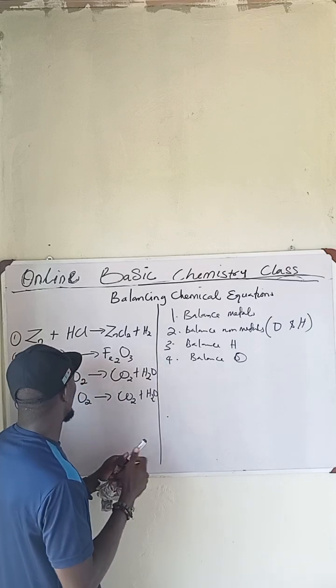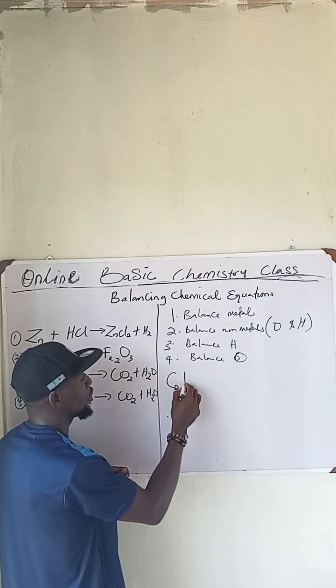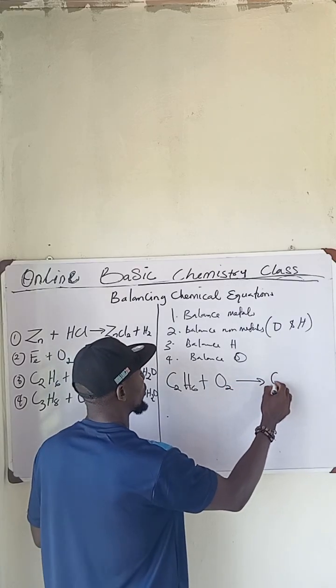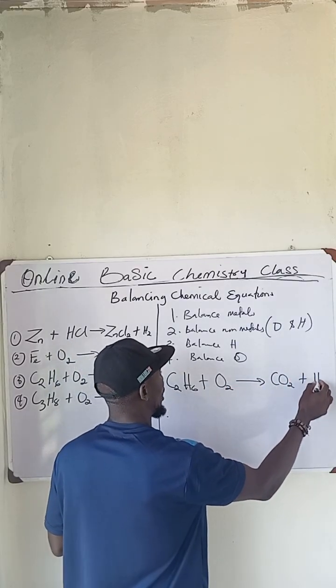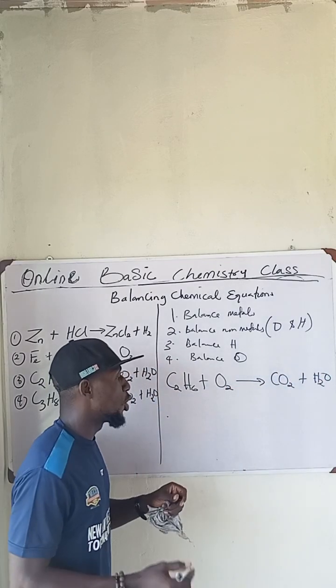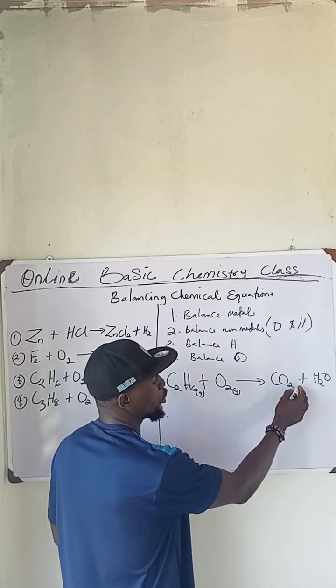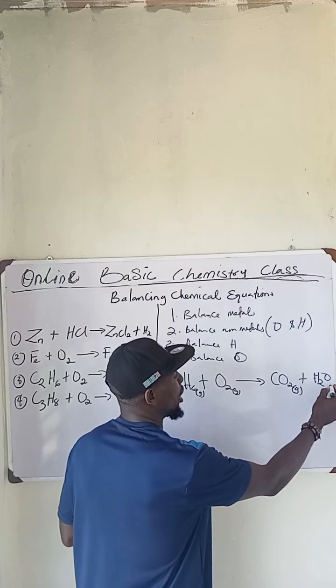Very, very simple one. So let's move and try another one. Let's bring in a combustion reaction, C2H6 plus O2 to give us CO2 plus water. Okay, this is a combustion reaction. Please, the state of matter is also important because it will cost you some marks if you don't put it there.